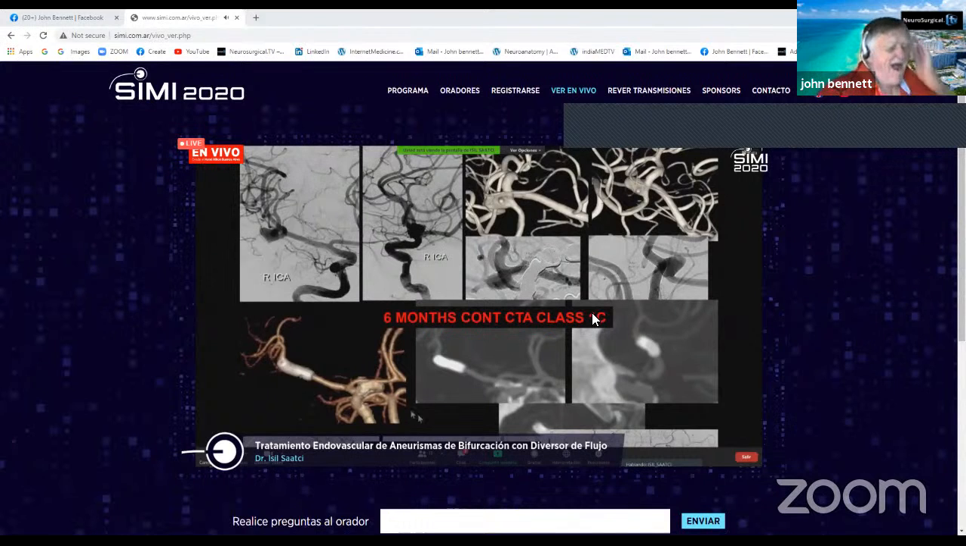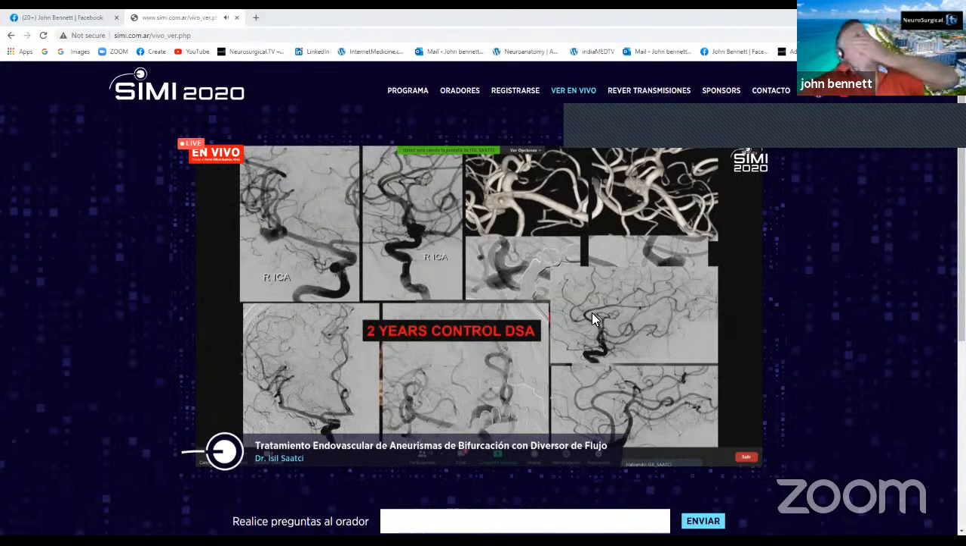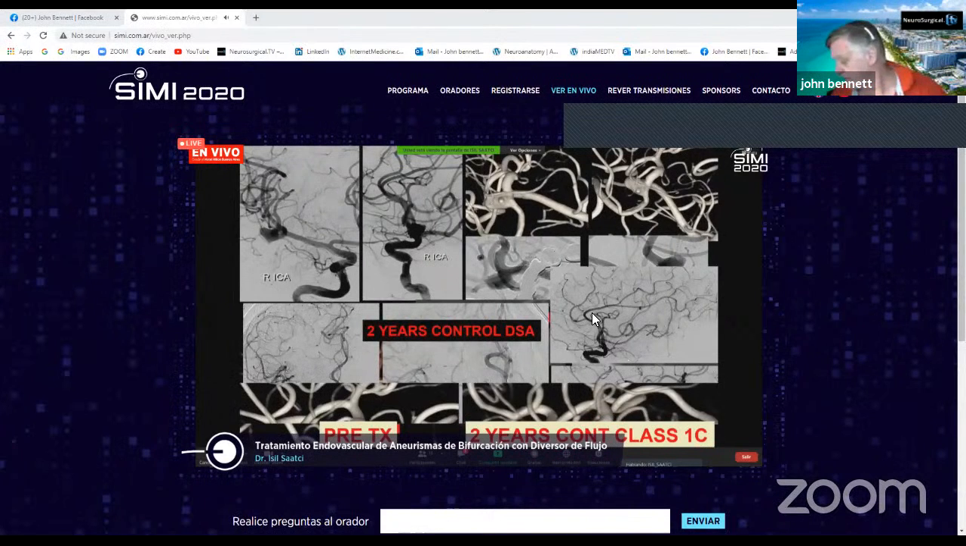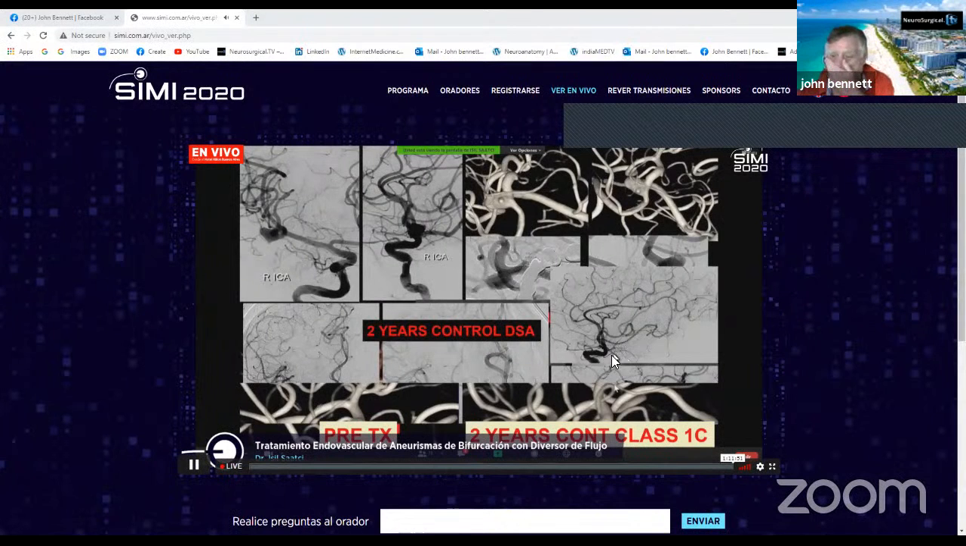jailed inferior trunk is filling in a retrograde fashion, but so fast that you cannot appreciate if you do not look very closely. And at 2 years control, you see the nice reconstruction of the bifurcation, aneurysm has gone, and very good result.